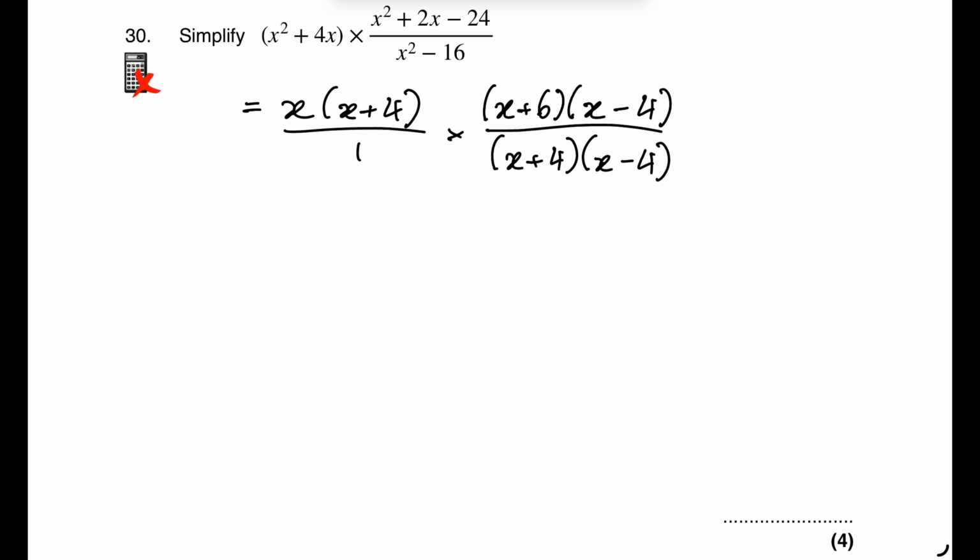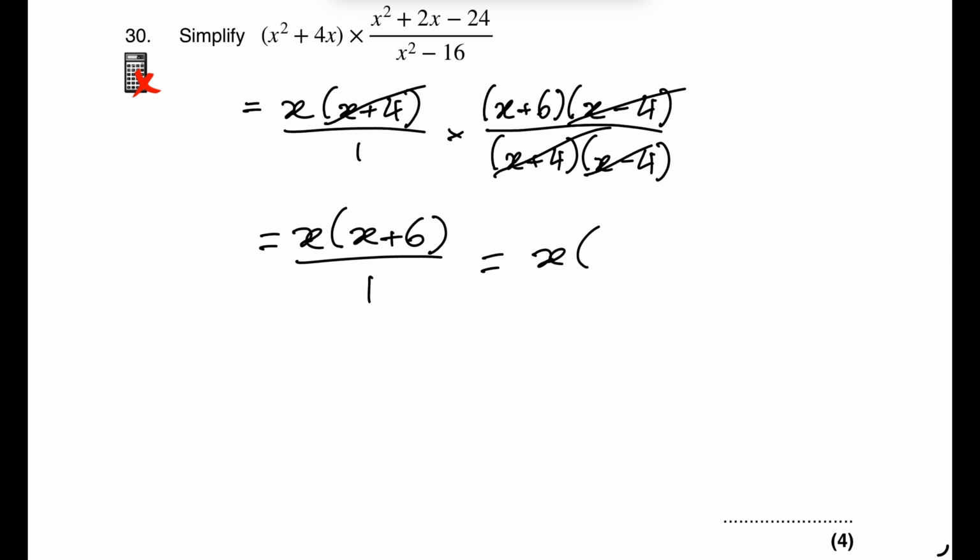Okay, immediately I can do some cancelling. I've got a factor of x minus 4 on the numerator of my second fraction and on the denominator. So I can cancel both of those. Then I'm multiplying an x plus 4 factor on my numerator by an x plus 4 factor on my denominator. So I can cancel those. So that leaves me with x plus 6 over 1, or x plus 6. And if you wanted to, you could write it as x squared plus 6x. Doesn't really matter.